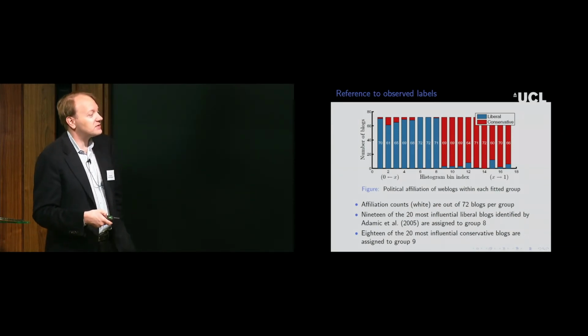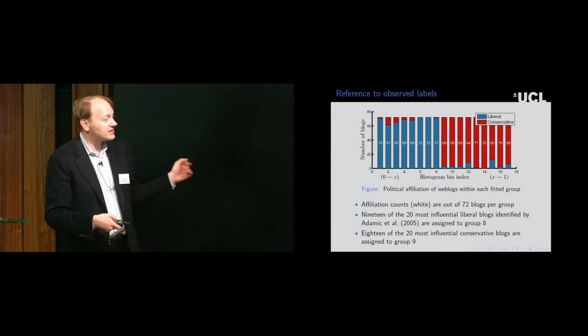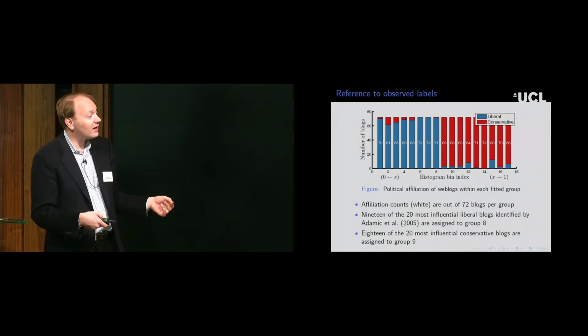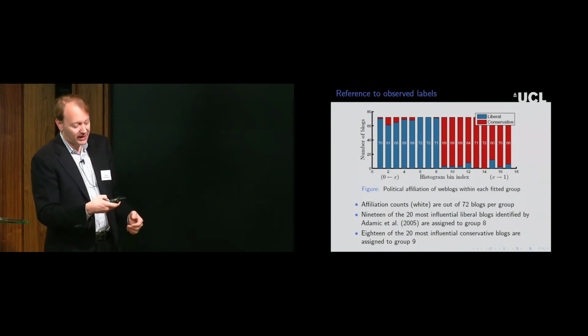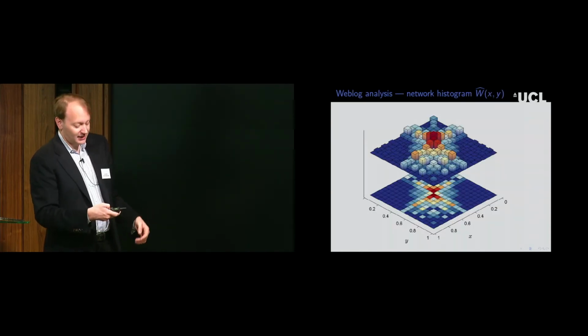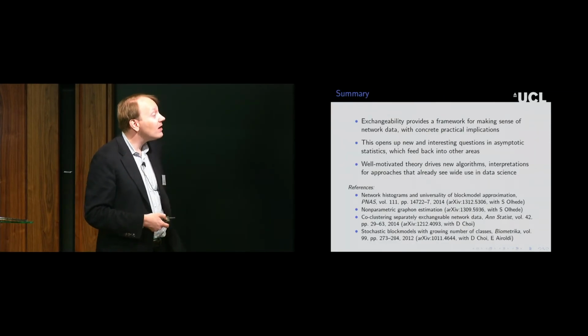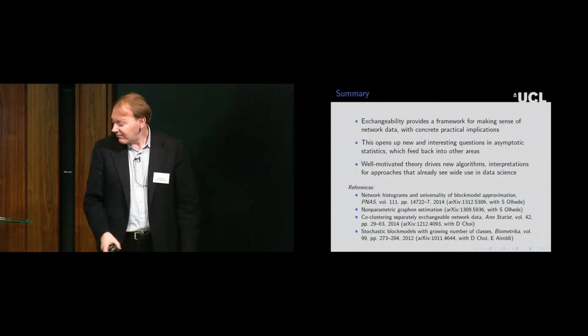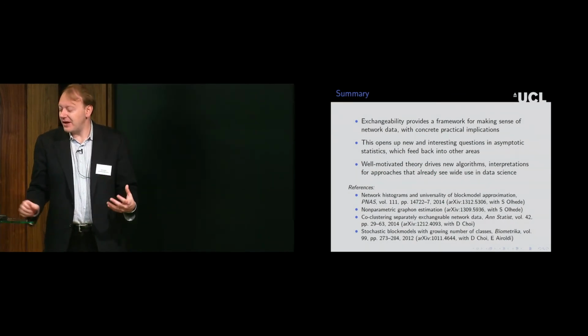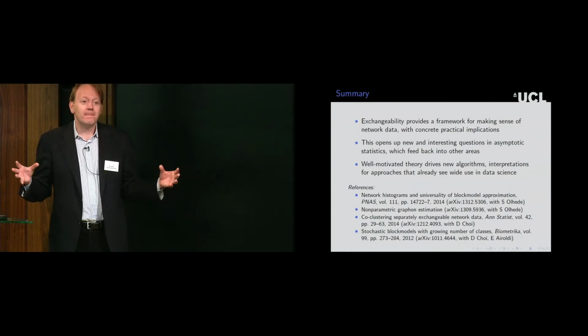So 19 of the 20 most influential liberal blogs identified by the collectors of the data are all assigned to one group, and 18 out of 20 are assigned to the group next to it. And that's exactly what's happening right here in the middle, where you start to see this big divide in these structures. So that's it. The kind of things to think about from an abstract point of view.